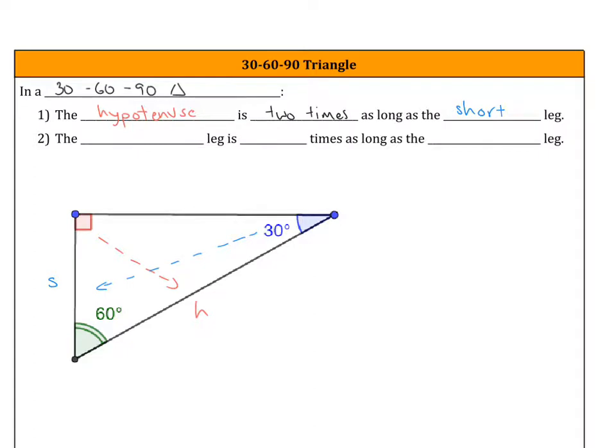All right, so now that I have these two variables, let's write the equation. First equation, from number 1, it says that H, my hypotenuse, is 2 times as long as the short leg. So that's quite simply just H equals 2 times S. Okay, now the second relationship says that the long leg is square root of 3 times as long as the short leg as well.